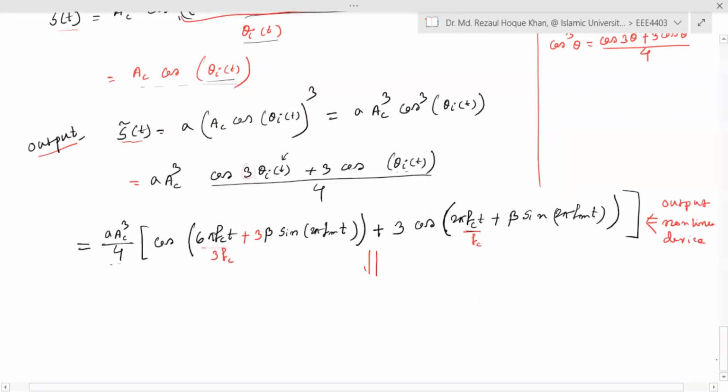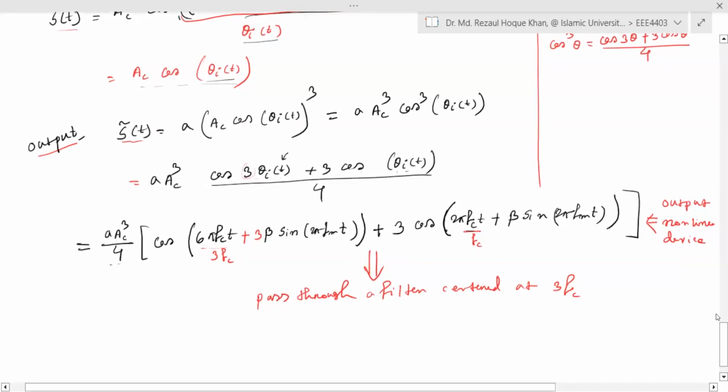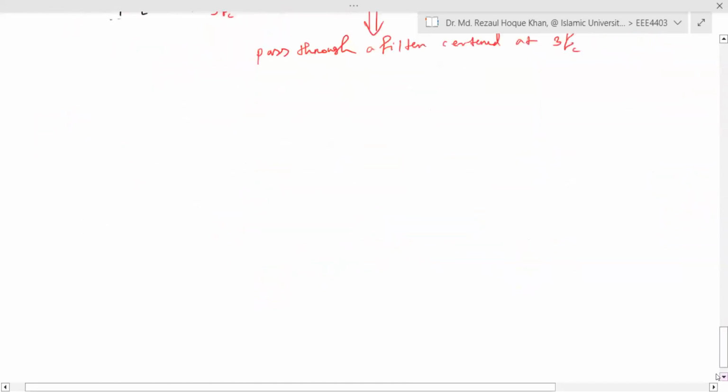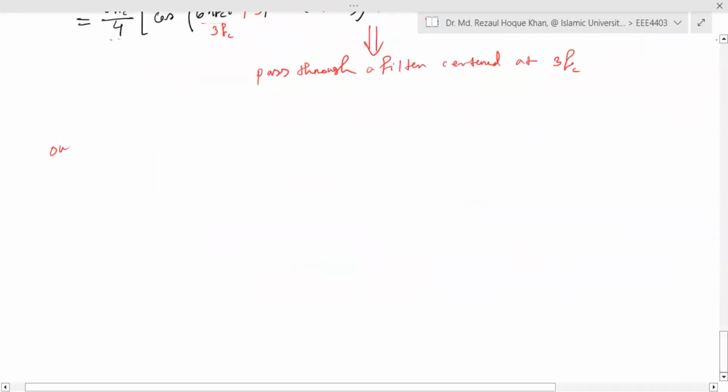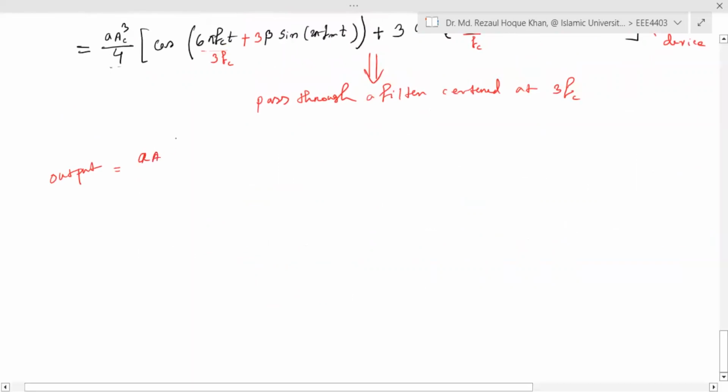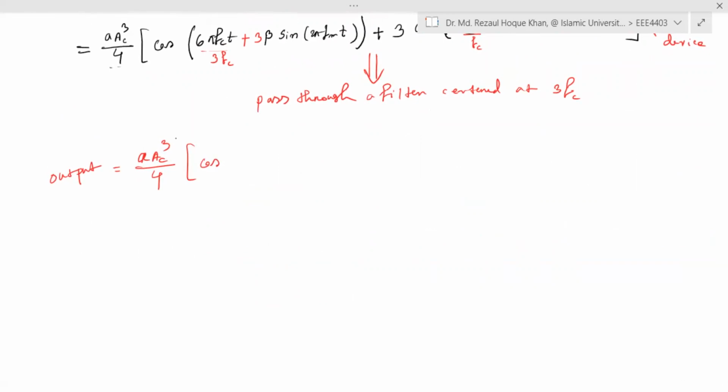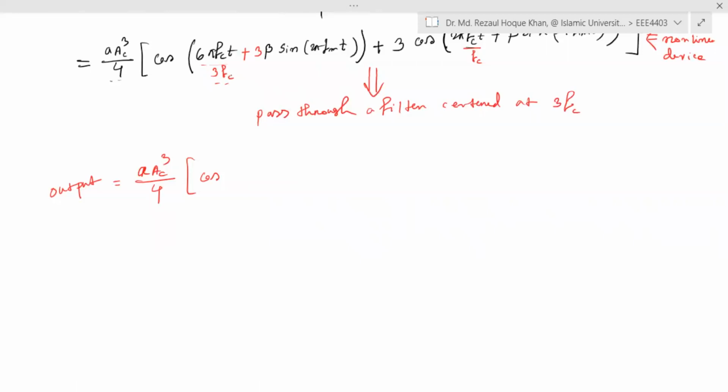If we pass this signal through a filter centered at 3 f_c, what will happen? We will get the output as A_c cubed by 4 cos. Because the filter is centered at 3 f_c, only this signal can pass through.